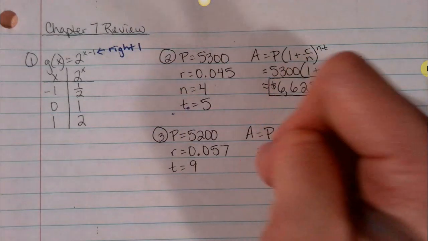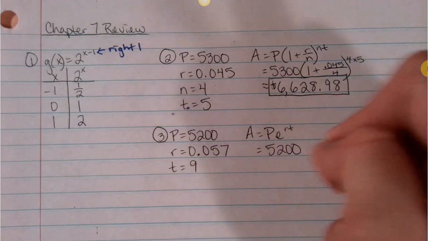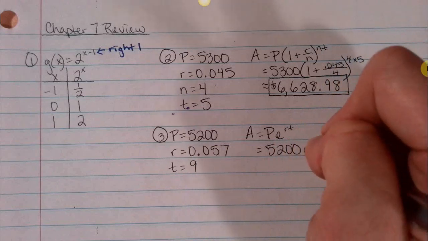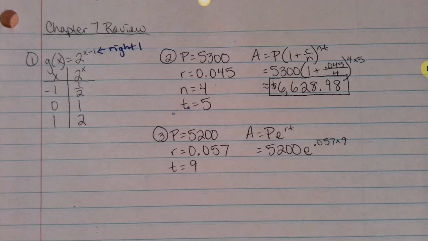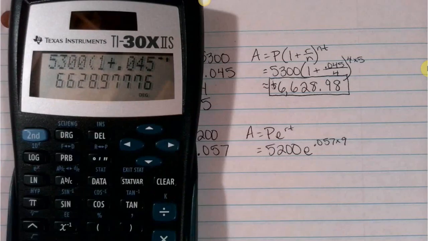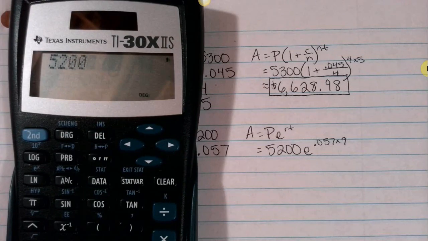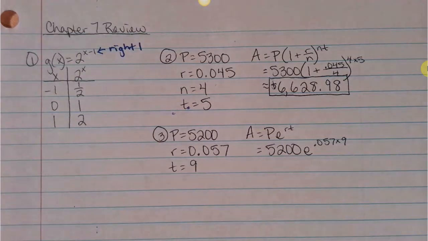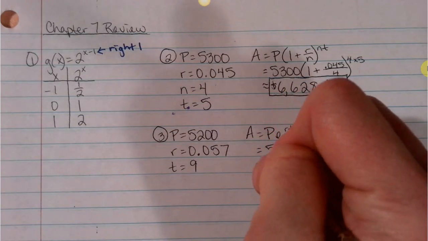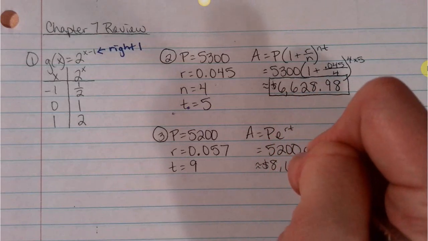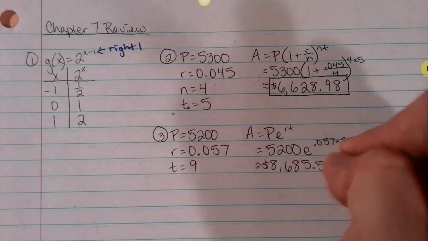So plugging into our formula will look like 5,200 times e to the 0.057 times 9. And then what that would look like in my calculator is 5,200, second ln to get the e in the exponent, 0.057 times 9. So we get approximately $8,685.53.